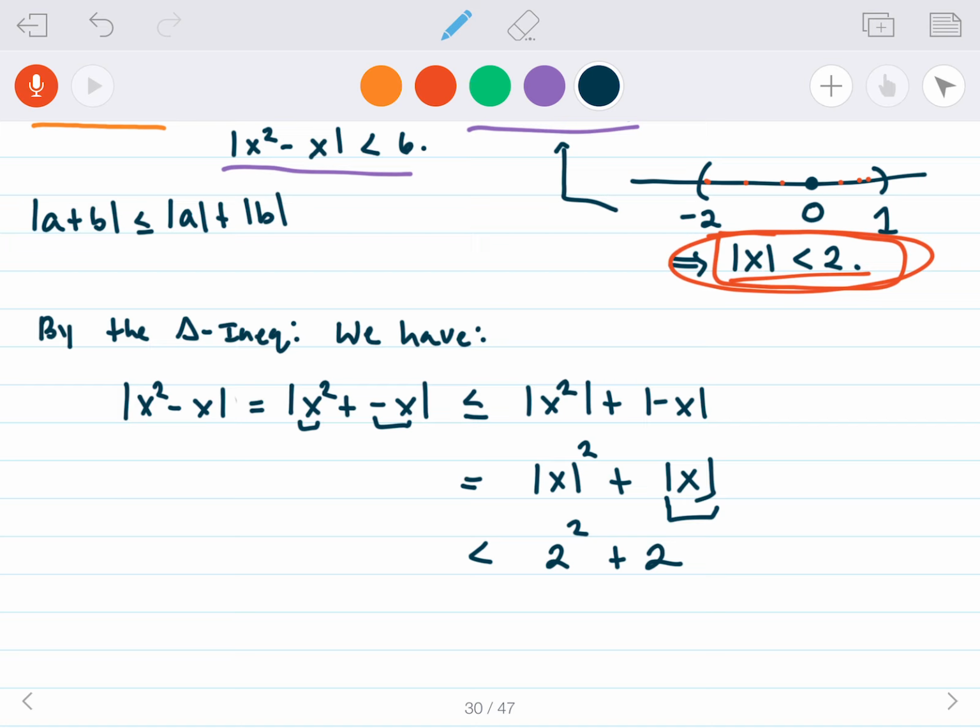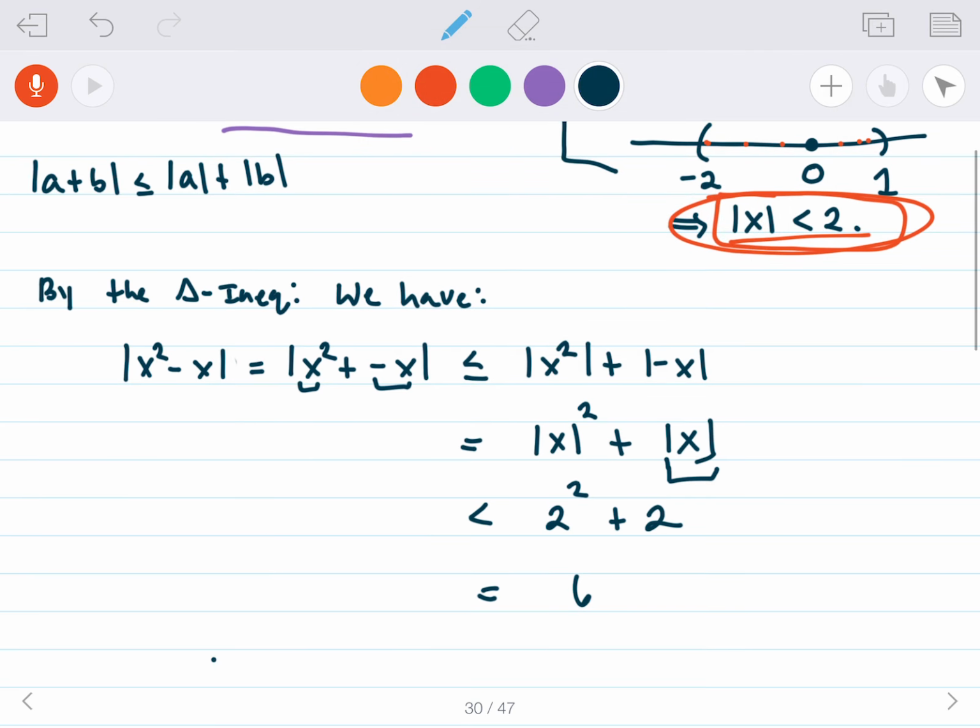Oh, I hope that didn't mess up anything. I guess I have to charge my pencil and come back. Yeah, okay, cool. So that's equal to 6. And thus, x squared minus x is going to be less than 6, and we're done. I'm going to charge my pencil and come back in a minute.